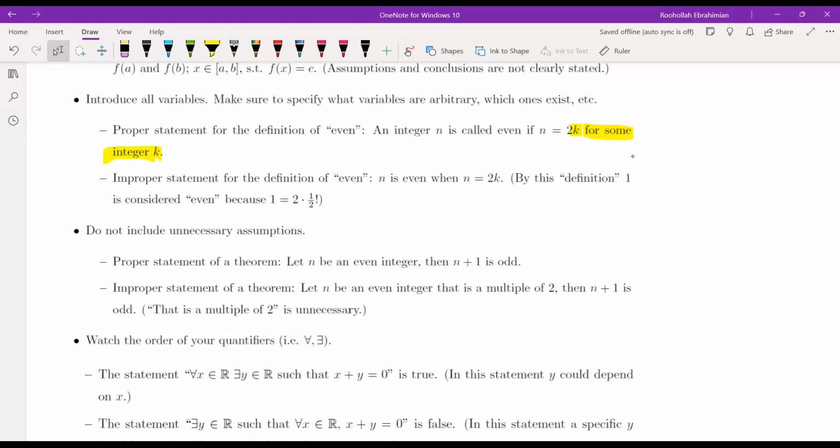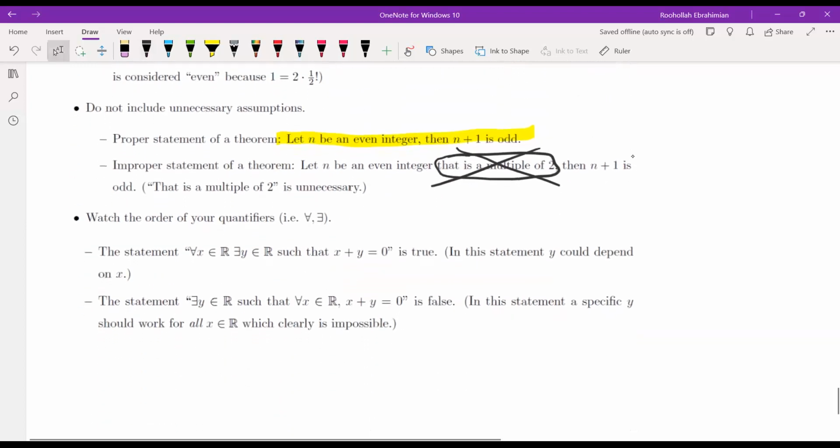A theorem states that let n be an even integer, then n plus 1 is odd. So this is perfectly fine. If n is even, then n plus 1 is odd. Here is a longer version of the same theorem, which made it in fact not a proper way of stating the theorem. Let n be an even integer, so that's fine. That is a multiple of 2. This is not part of the assumption, because saying it's even is also the same as saying it's a multiple of 2. So that's redundant. So you don't want to include that. Then n plus 1 is odd.